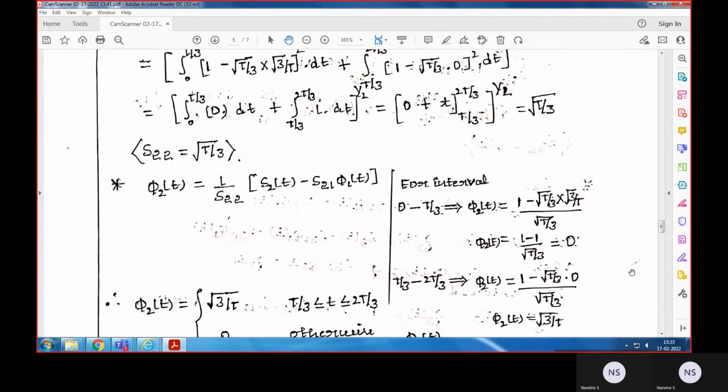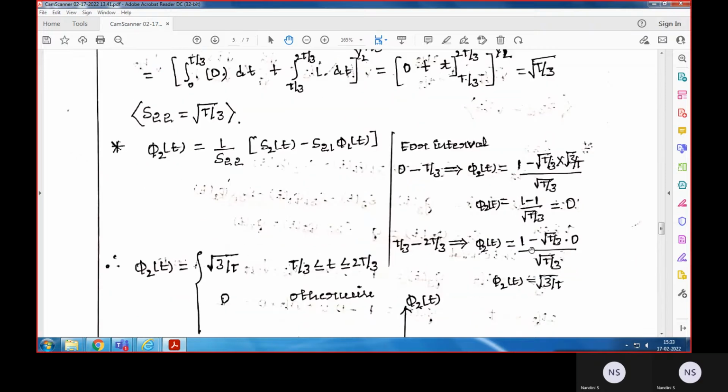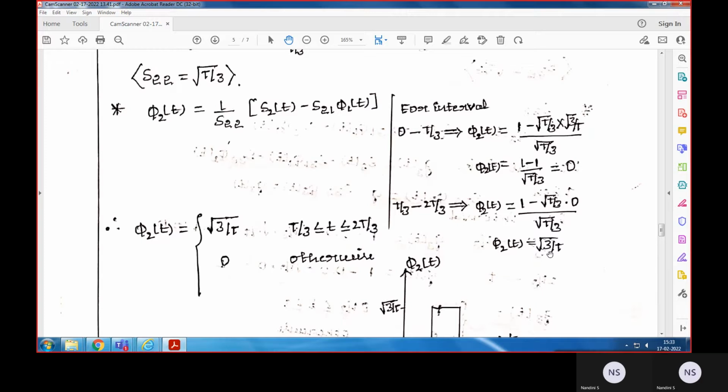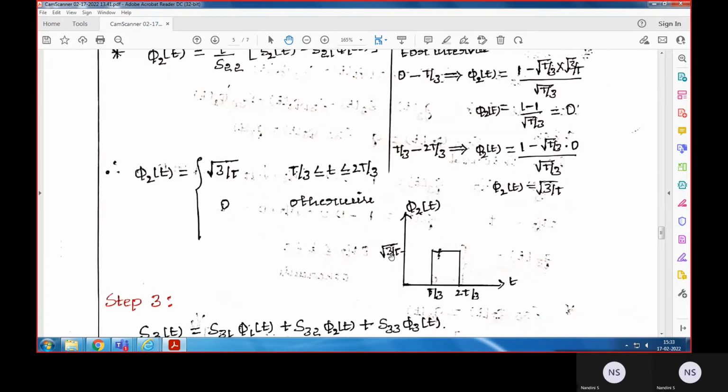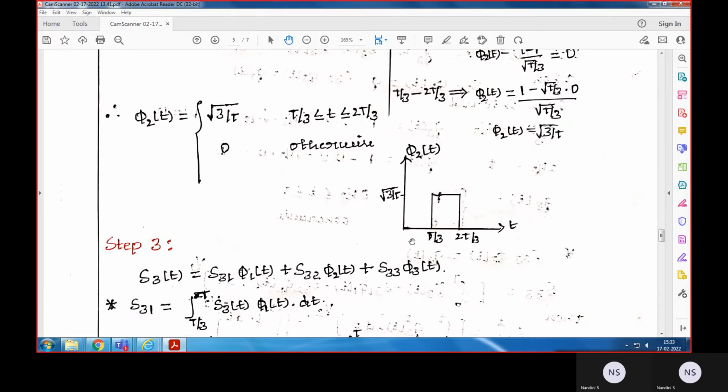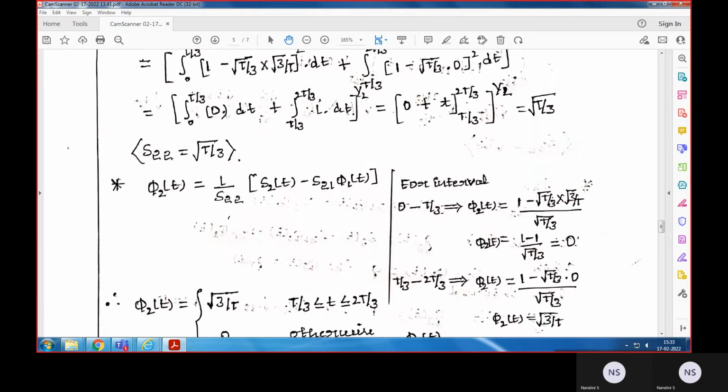I have taken the same here, and the S22 value is the same, root of t by 3. So 1 by root of t by 3 is root of 3 by t. Phi2 of t value is root of 3 by t for the interval t by 3 to 2t by 3. For 0 to t by 3 there is no value for phi2 of t, and for t by 3 to 2t by 3 it has a value. So here from t by 3 to 2t by 3, the phi2 of t value is root of 3 by t. Here we are representing the energy signal in terms of basis function.